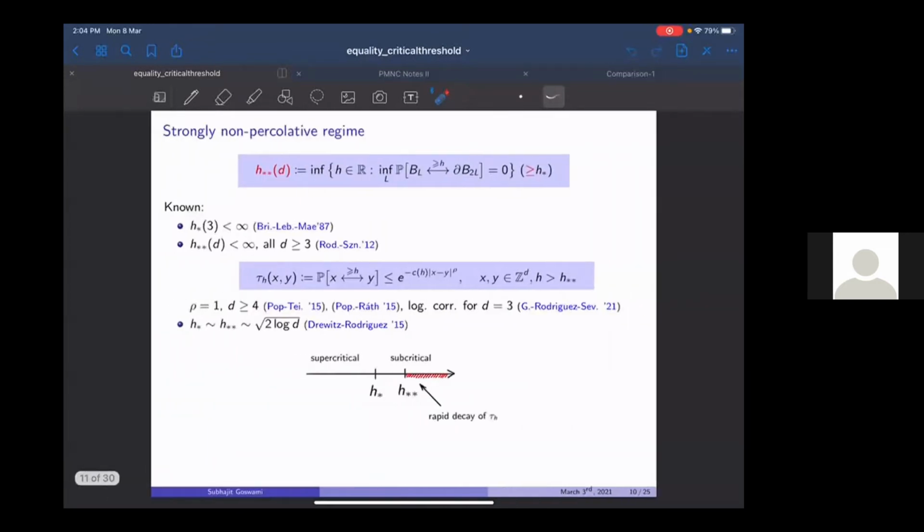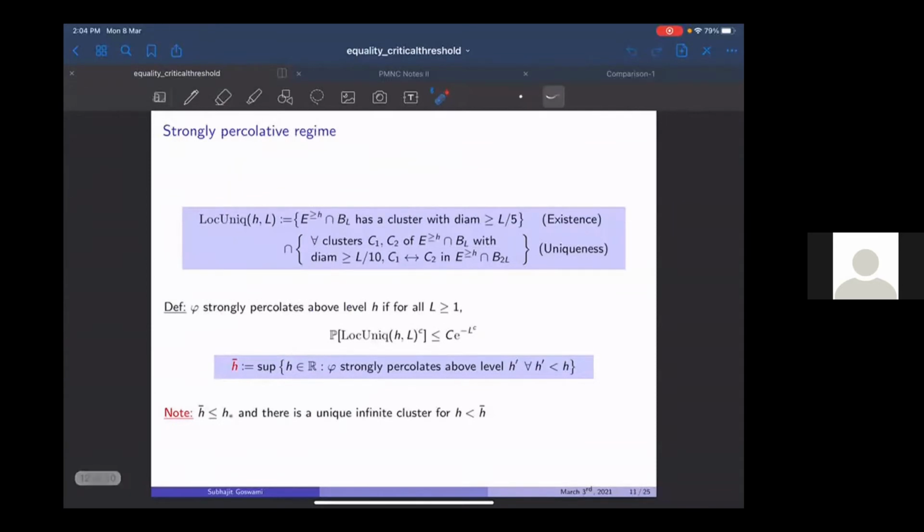Then we talked about the strongly percolative regime, and why this event, as described here, is the correct event to look at instead of the slab percolation that we saw for Bernoulli percolation. This also defines a threshold, which is h bar. And again, keep in mind the reverse direction of monotonicity. So when h is less than h bar, you'll have the probabilities of this event decaying stretch exponentially.